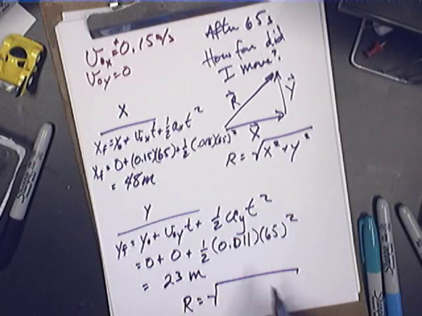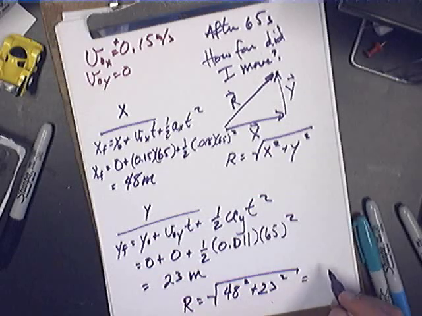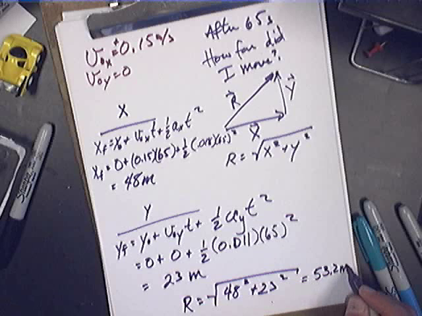So now I'm trying to find out what my resultant is. It's going to be the square root of 48 squared plus 23 squared, which gives me 53.2 meters.